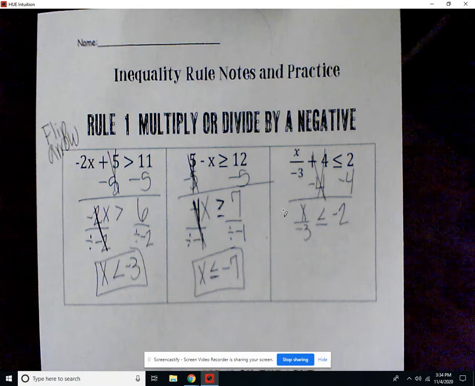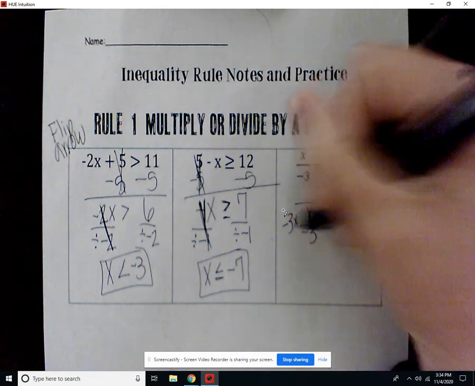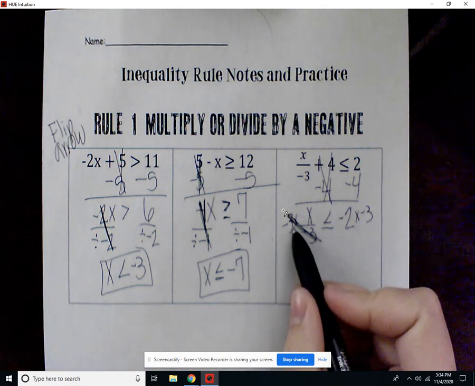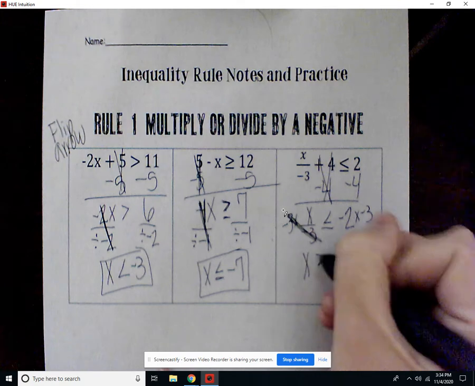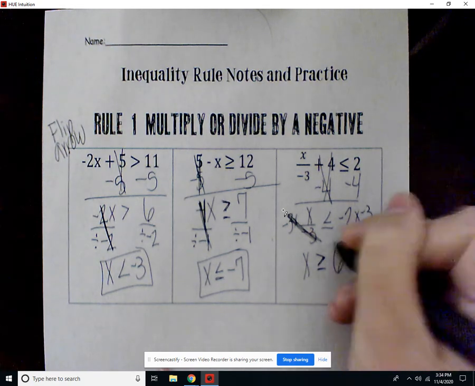Then we have x over negative 3. We'll times both sides by negative 3. 3s will cancel. We're left with x. Again, since we're multiplying by negative 3, our arrow will flip direction. Negative 2 times negative 3 is 6.